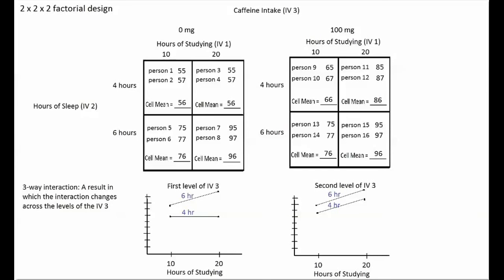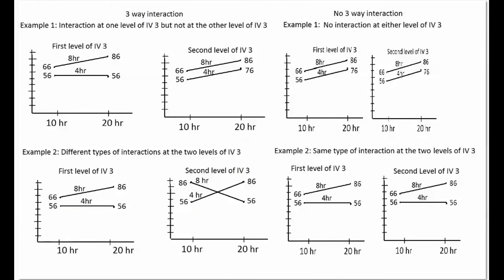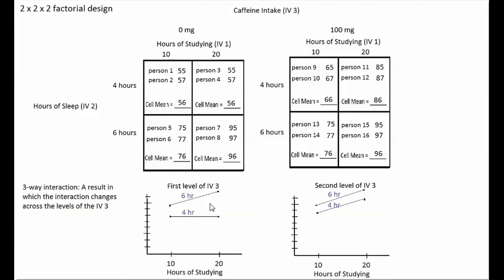Now let's look at some examples of what would be a three-way interaction and what wouldn't be a three-way interaction. First, I'll go over a couple examples with you right now. If this graph, this interaction that we see here, also appeared over here, and the two graphs look the same, then the interaction wouldn't depend on the level of IV3. It would be the same at both levels of IV3, and that would be no three-way interaction.